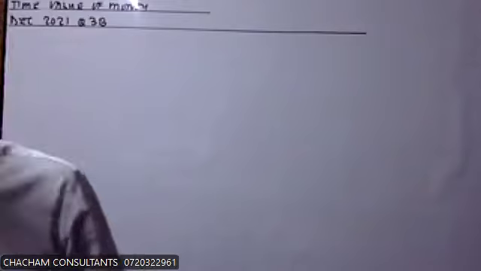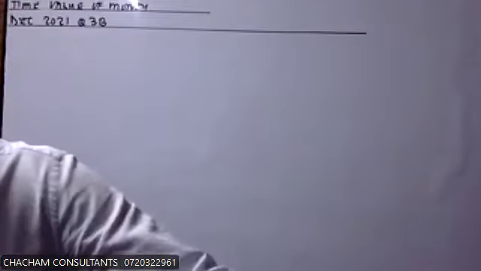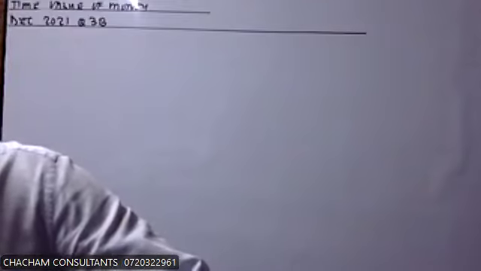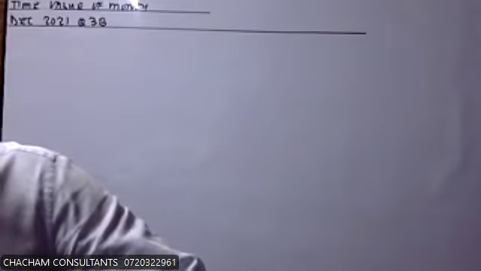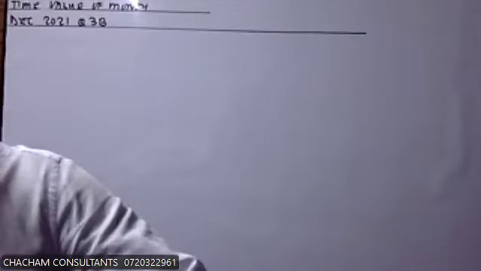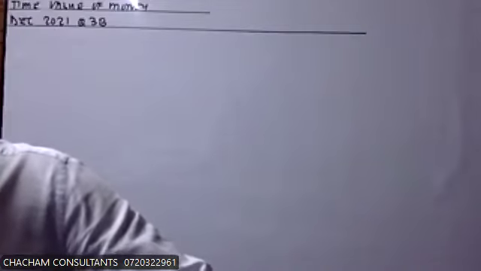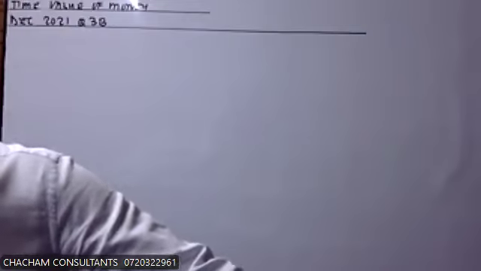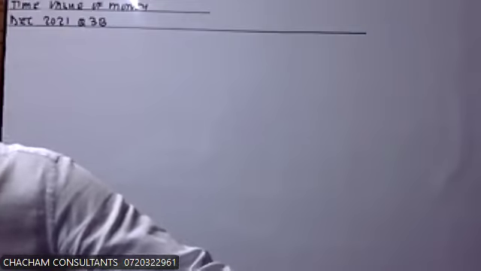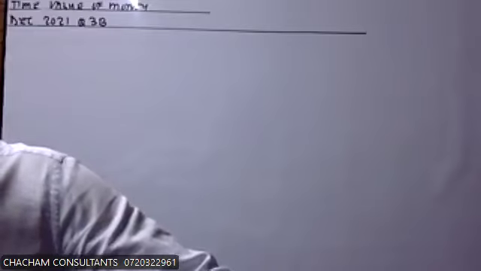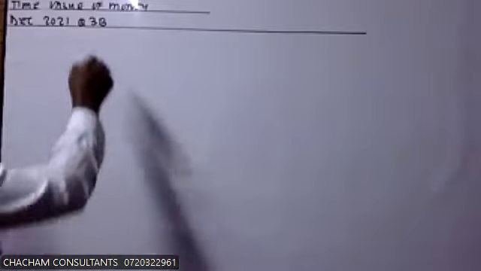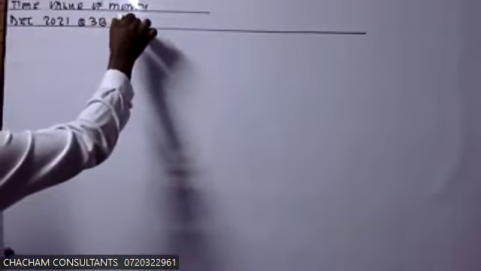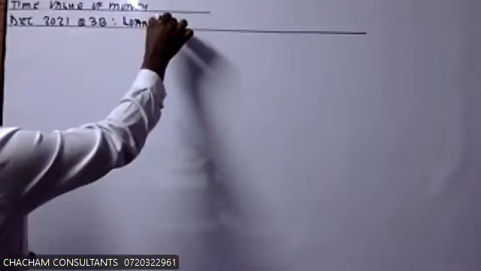Now, the question says, Sifon Limited borrowed 15 million from Baraka Bank at an annual interest rate of 16%, repayable in 4 equal installments at the end of each year. Prepare a loan amortization schedule. So that question is on loan amortization.